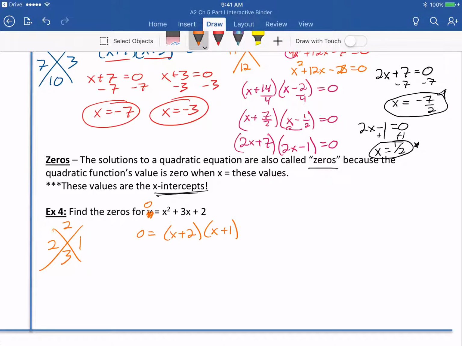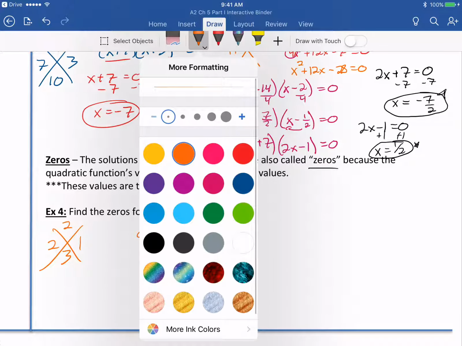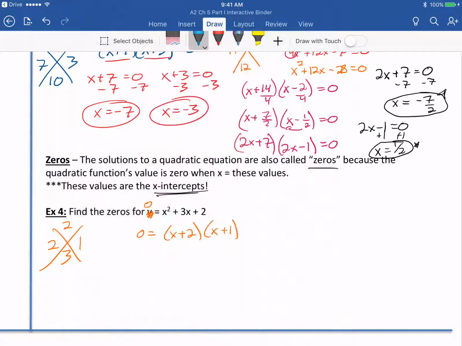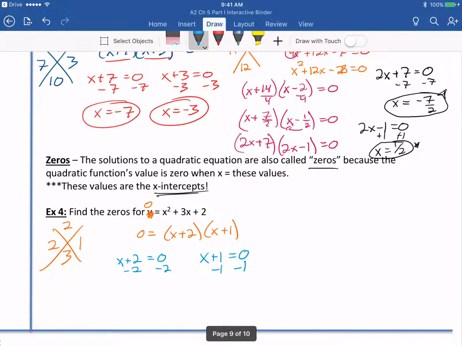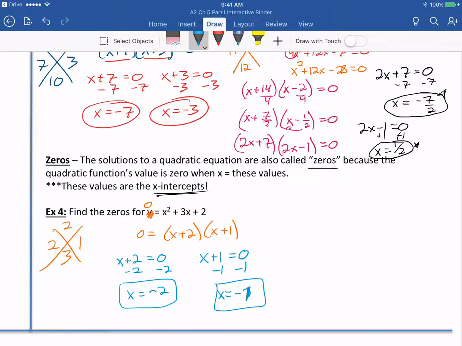All right, so now what I have to do is I just have to set each of these guys equal to 0. So I get x plus 2 equals 0 and x plus 1 equals 0. Subtract the 2, subtract the 1. I get x equals -2 and x equals -1. Okay, so those are my two answers.